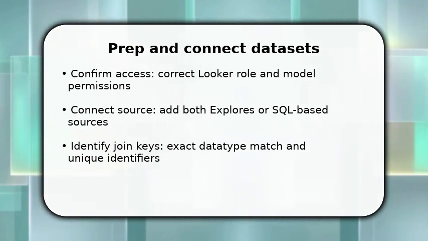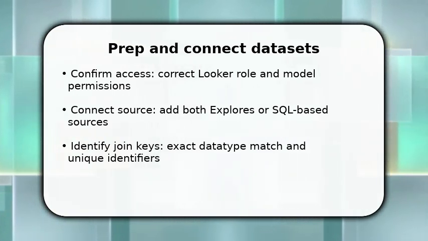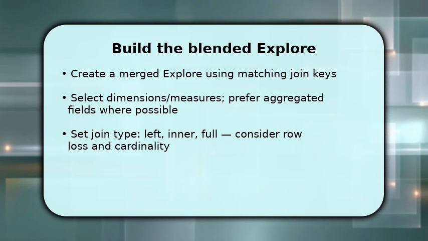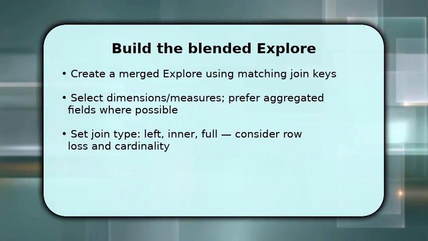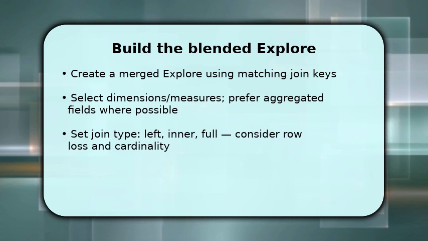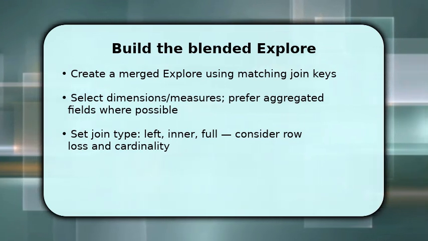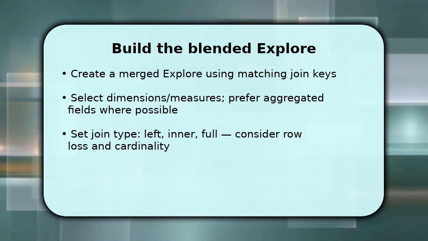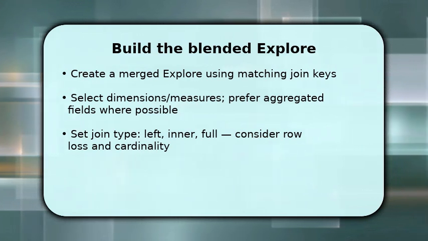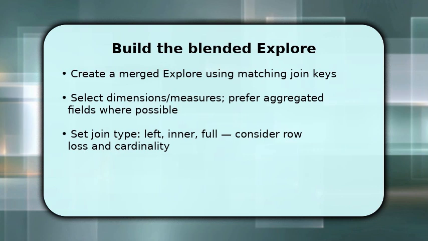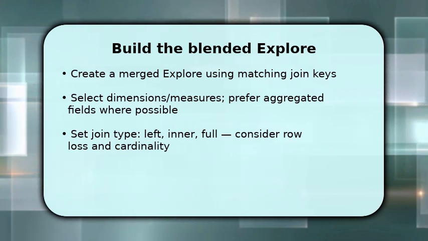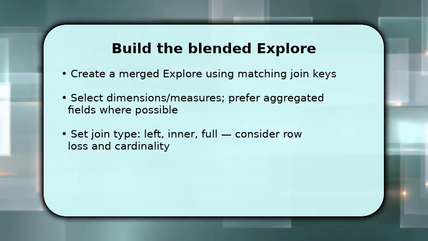You now construct the blended explore by merging the chosen explores on your validated join keys. Start by selecting dimensions and measures from each source, preferring aggregated metrics to avoid row multiplication. Then choose an appropriate join type. Left keeps primary rows, inner enforces matches, full preserves all rows, because join choice affects totals and nulls.